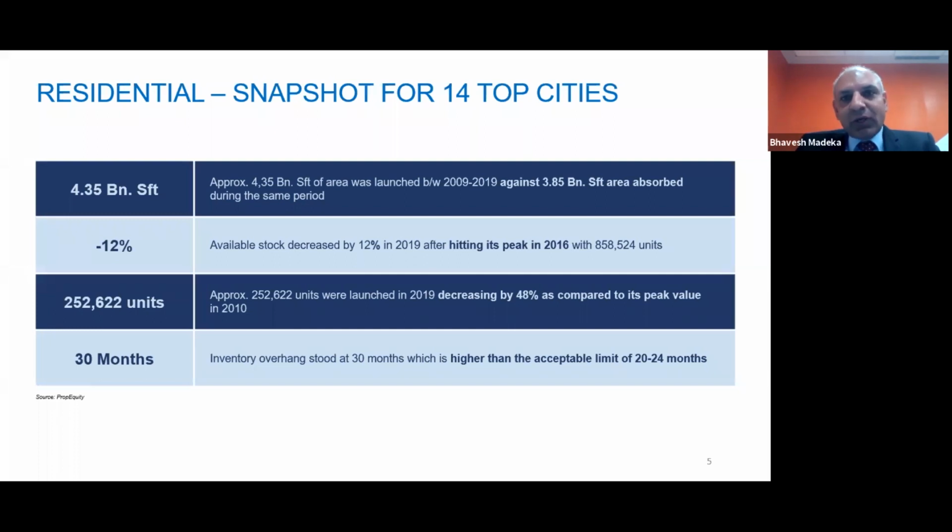Next point I just wanted to make was that 250,000 units were launched in 2019, and that was also reducing because the residential developer community was fully aware of the challenges it was facing in the market and wanted to bring it down so that the demand increases and the supply reduces and effectively absorbs all the unsold stock. Today, in 2019, we had about 30 months of stock, which should normally be about 20 months or less, and that would be an ideal market.